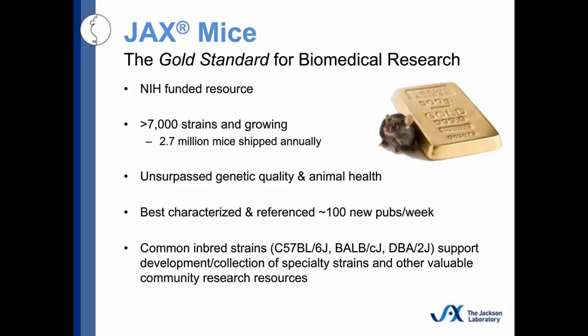As a result of the strong scientific partnering that we've established with research institutions and individual investigators across the world, JAX mice or J strains are the most published research strains currently in existence. The Jackson Laboratory distributes the best characterized, most genetically stable, common inbred strains like the B6J, the BALB/cJ, and the DBA/2J. It's the use of these common inbred strains that supports the collection and distribution of specialty mutant mouse models of human disease, as well as provides funding for freely available online resources that we provide to the scientific community.